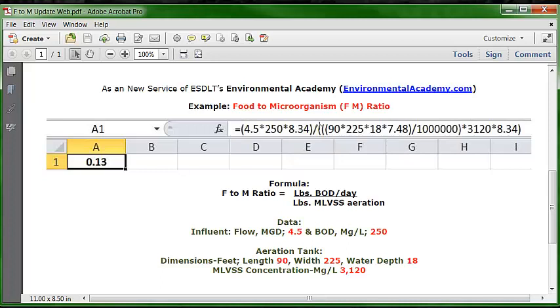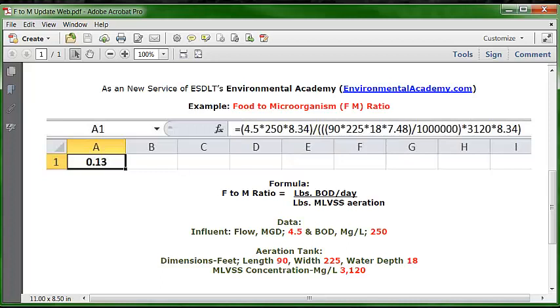So if you just take these three numbers right here, the 4.5, 250, and the 8.34, and you multiply the three numbers together, that's the portion of the formula that's going to give you the pounds per day of BOD entering the aeration tank. So now we're going to get the bottom part of the formula. We've got to calculate the pounds of mixed liquor volatile suspended solids under aeration. The first part of that formula requires us to put in gallons of water in increments of millions, so that we have million gallons, or MG.